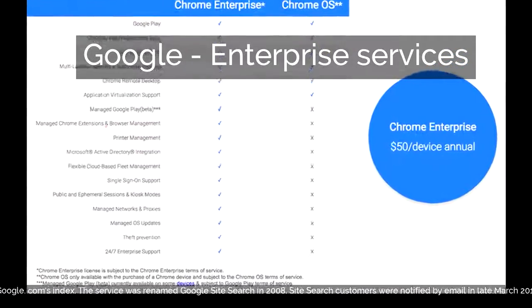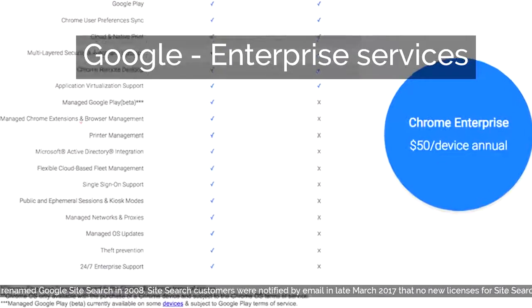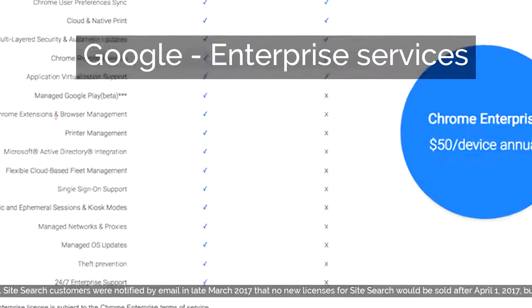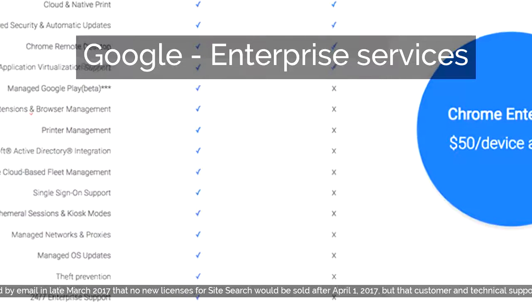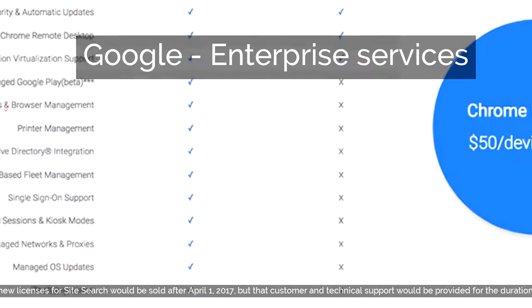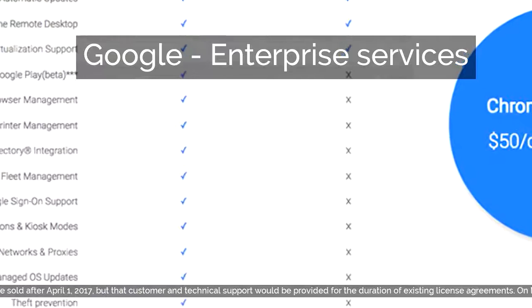Site Search customers were notified by email in late March 2017 that no new licenses for Site Search would be sold after April 1, 2017, but that customer and technical support would be provided for the duration of existing license agreements.